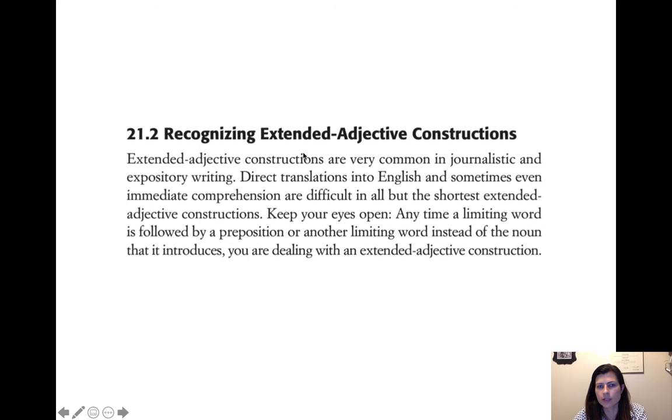Yeah. So then we have recognizing them, right? They are common in journalistic and expository writing.